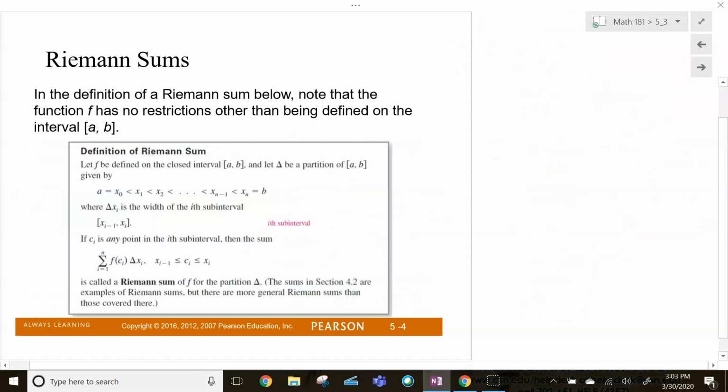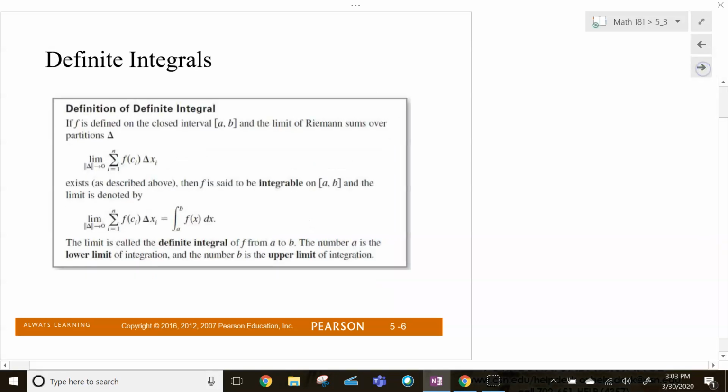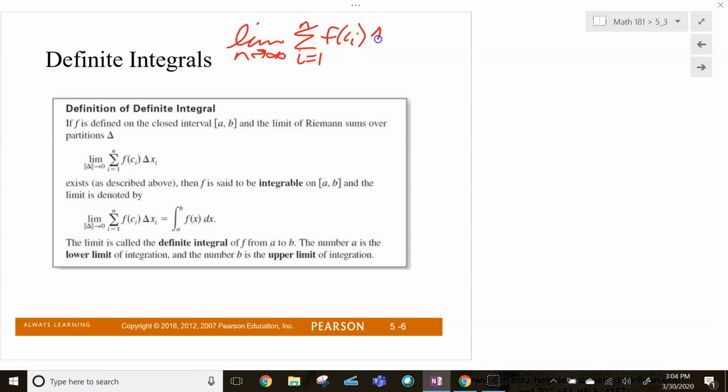Right? This is called a Riemann sum. That's what this slide is talking about, where you have n subintervals, f of ci times delta x or delta xi. That's simply a Riemann sum, which is what we've been doing. And this limit as n goes to infinity of the summation, i being 1 to n, of f of ci times our delta xi, right, is the exact same thing as this right here.